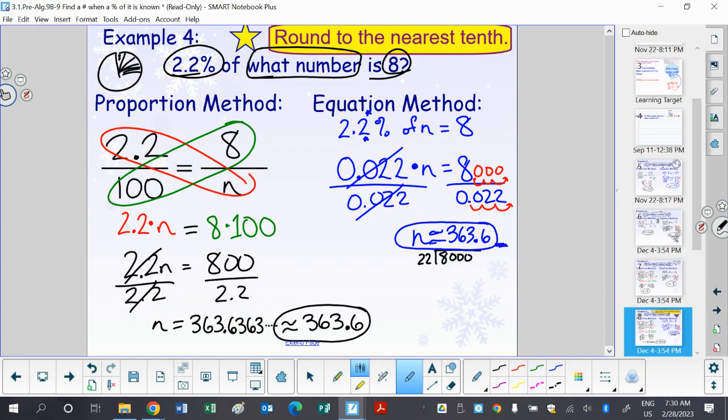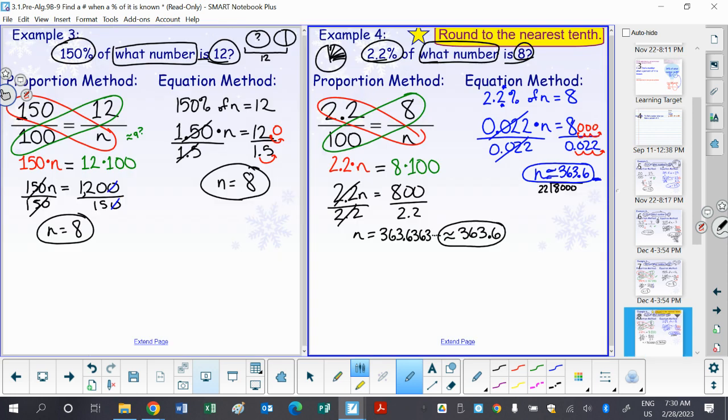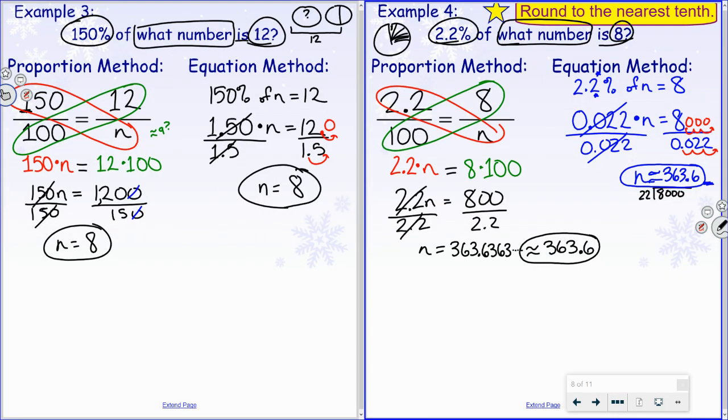So if you think about it, look back, look at how all the problems are similar, look at how all the problems are different. You have two different ways of solving these. You have a proportion method, you have an equation method. You're generally given a percent, and percent always compares to 100. You're also given another relationship, and in that other relationship, you're going to have a missing piece.